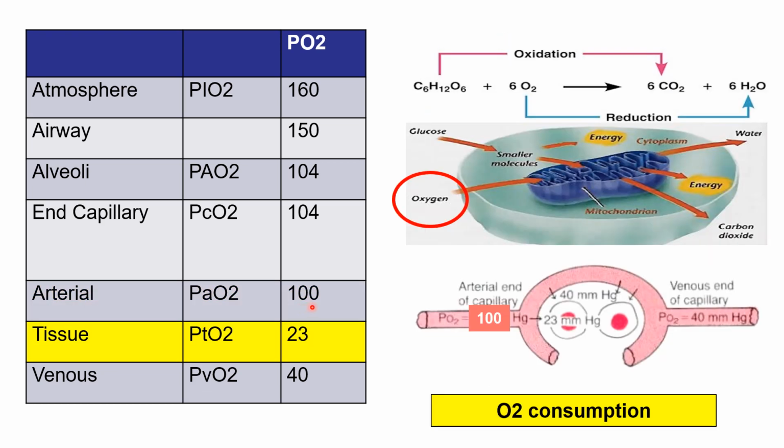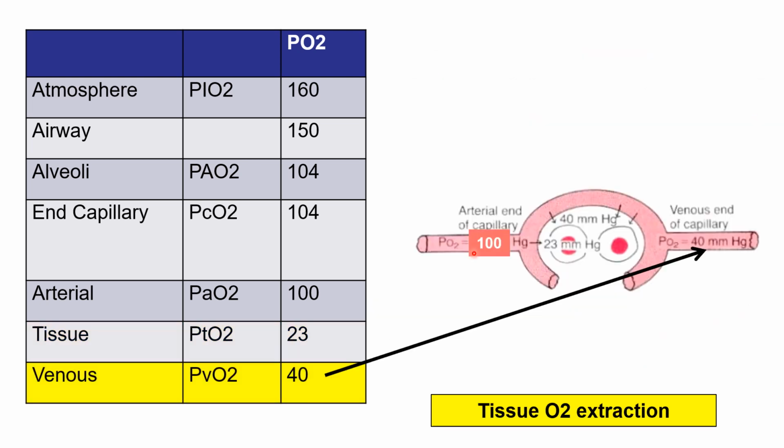From the arterial blood of oxygen tension of 100, the tissue O2 tension goes down to 23. This is primarily because oxygen is consumed by the mitochondria for oxidative phosphorylation. From a 100 arterial oxygen tension, the oxygen tension goes down to 40 in the venous blood. This is primarily because of the oxygen extraction by the tissues.